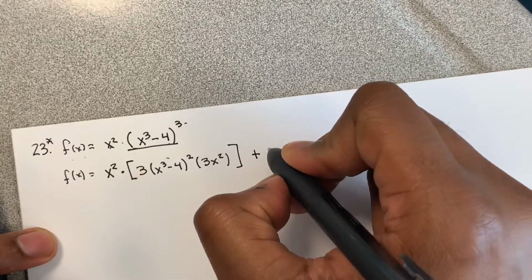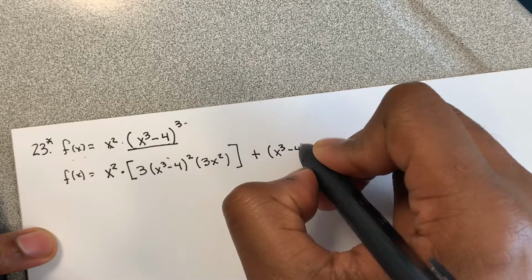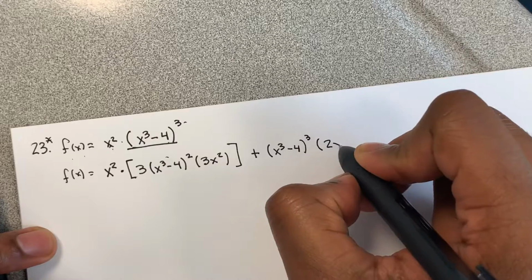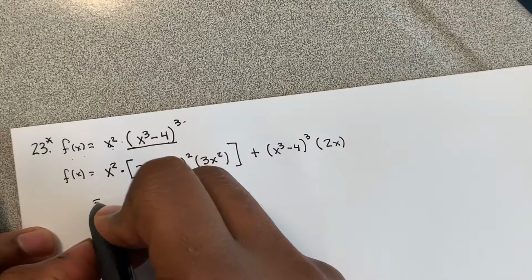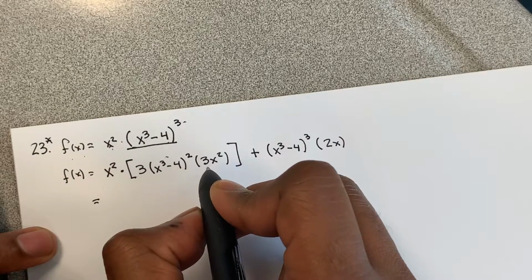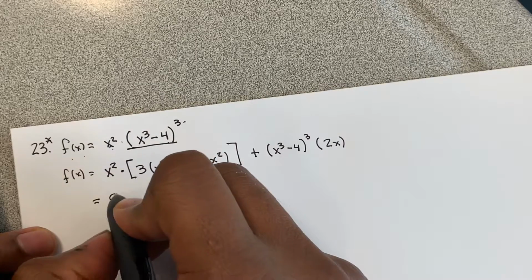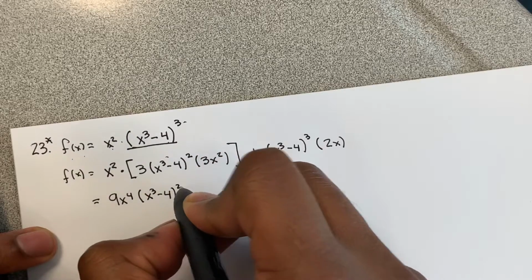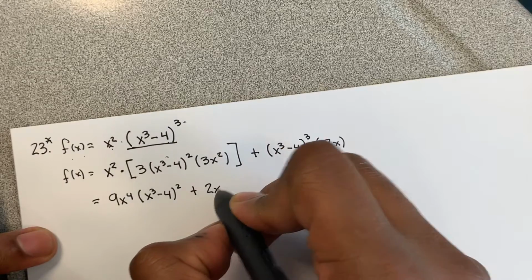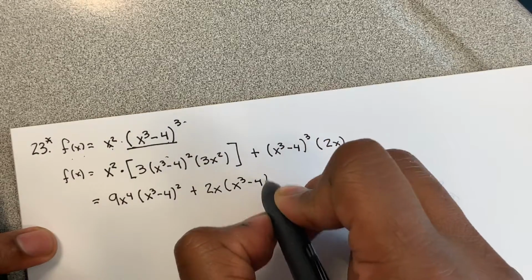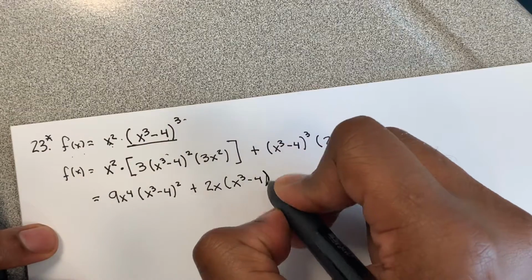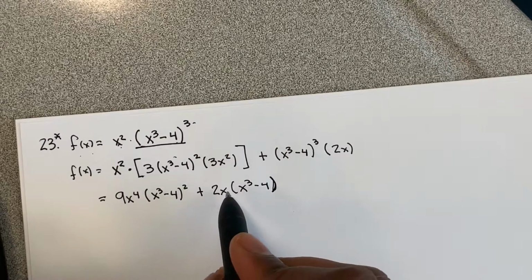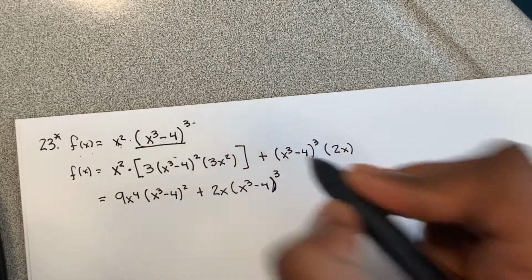And so then we have plus x cubed minus 4 cubed multiplied by the derivative of x squared, which is 2x. So if we simplify this, we get x squared times 3x squared times 3. That's going to be 9x to the fourth times x cubed minus 4 squared plus 2x times x cubed minus 4. Oh, make that a better parenthesis. All right, so for me, this is a fine final answer, but you may be asked... I left out the cube, I'm sorry. So this was cubed, that should be cubed.